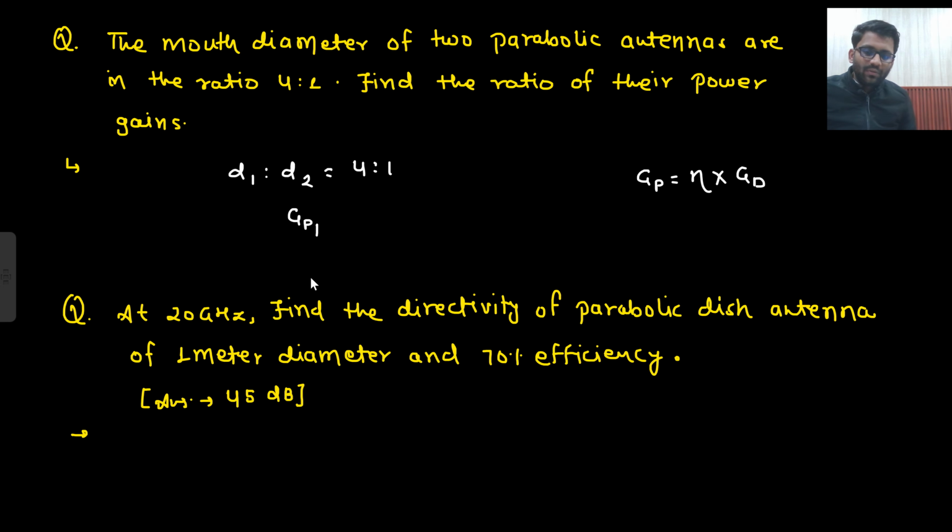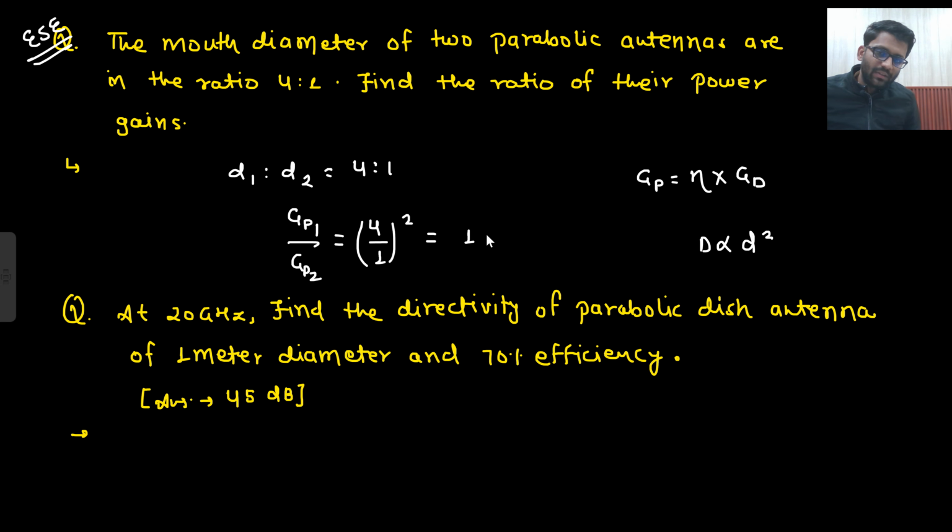So what you need to do? These kinds of questions will be asked in ECE only. And as far as I remember, this is the PYQ of ECE only. Okay. What I know is that directivity is proportional to d square. So d square, so 4 square by 1 square, the answer would be 16:1. That's it. This is the answer.